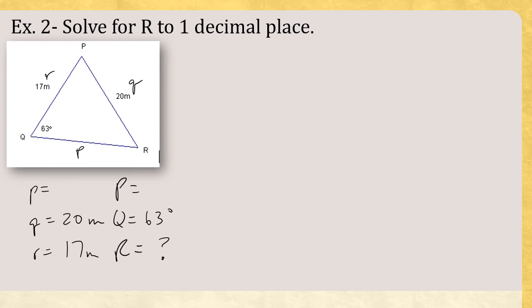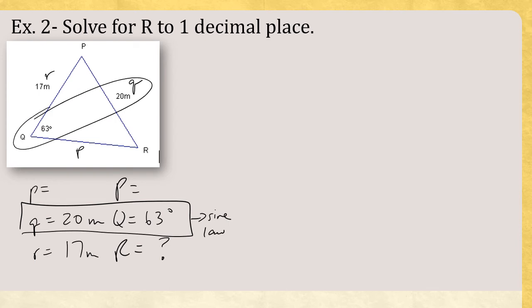Do you have a complete letter? Yeah, I got Q, both pieces of information. That is our indicator to use sine law. Visually, I got both pieces of information right across from each other in my triangle.